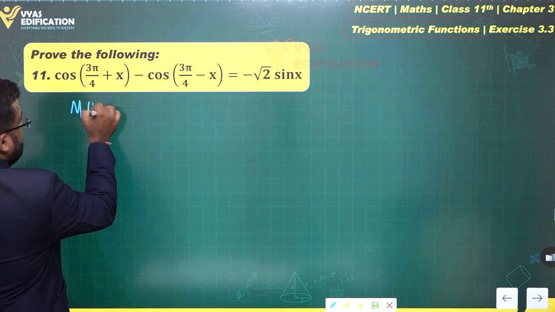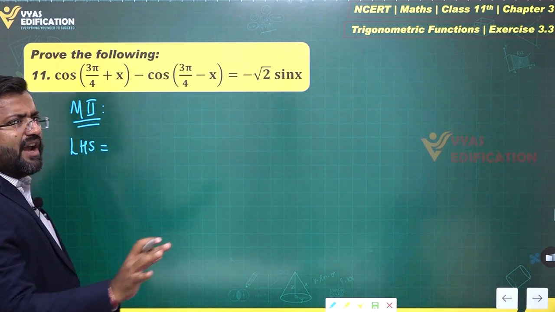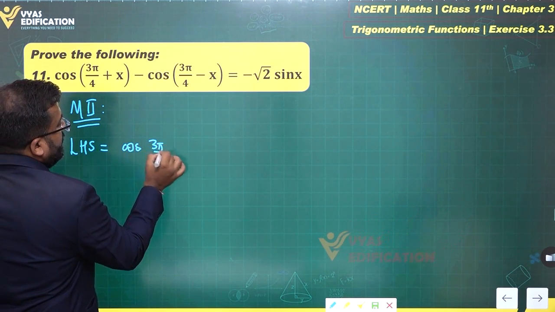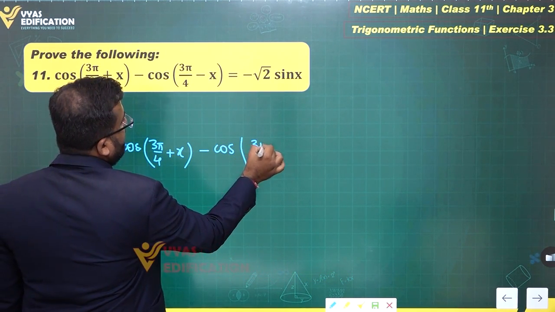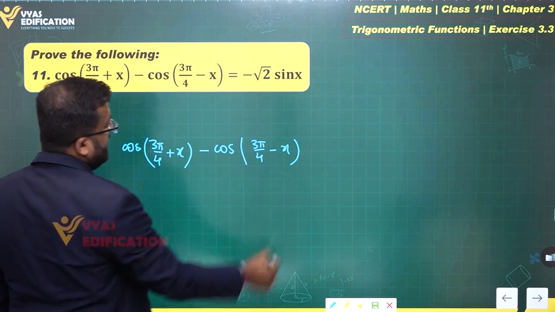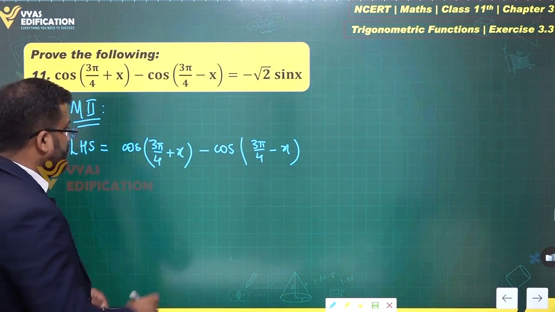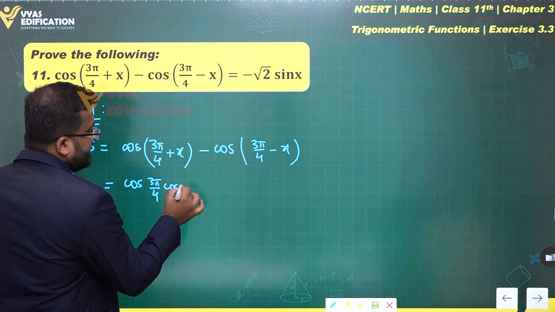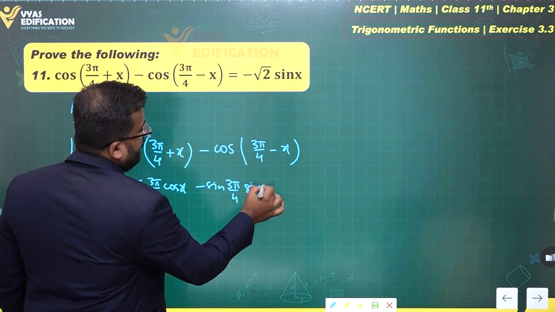So method 2, what does it say? LHS can be simply expanded, right? This will be cos of 3 pi by 4 plus x, and this here is cos of 3 pi by 4 minus x. By the way, if you may recall, you can use another identity, but I am just using the direct approach over here. This is cos of 3 pi by 4 cos x minus sin 3 pi by 4 sin x, right?